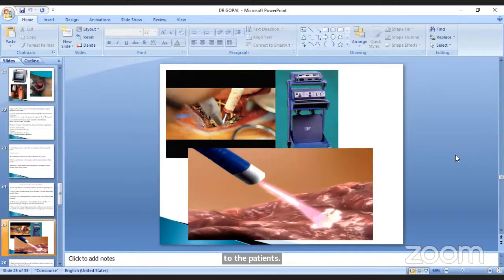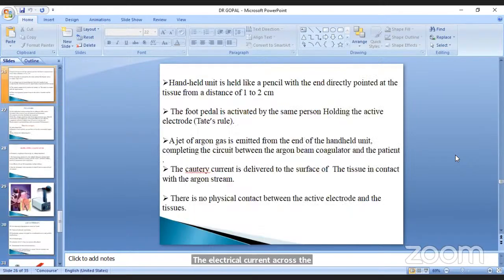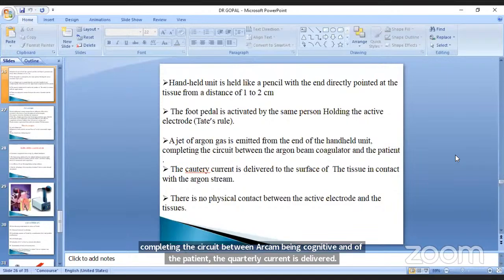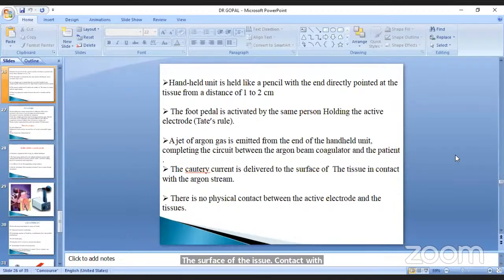This is an argon beam gas instrument, the picture. Handheld units are held like a pencil with the end directly pointed at the tissue from a distance of 1 to 2 centimeters. The foot pedal is activated by the same person holding the active electrode. A jet of argon gas is emitted from the end of the handheld unit, completing the circuit between the argon beam coagulator and the patient. The cautery current is delivered to the surface of the tissue in contact with the argon stream. There is no physical contact between the active electrode and the tissue.